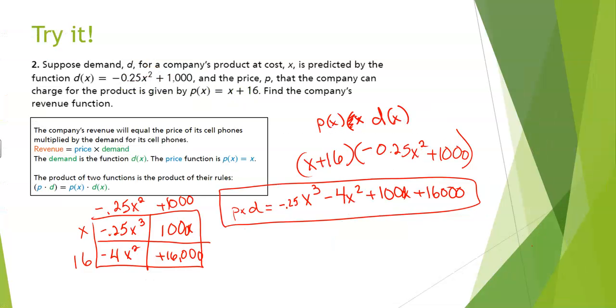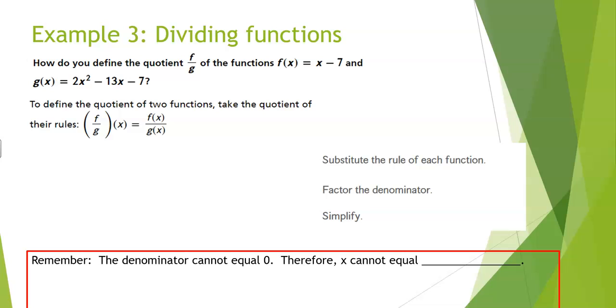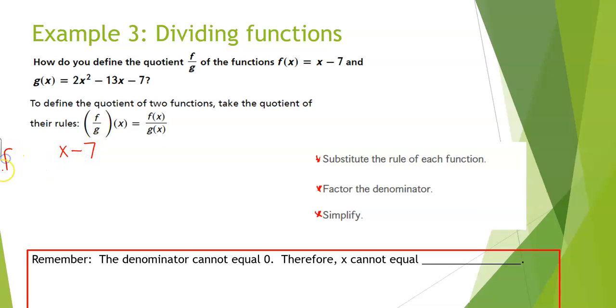We're going to do dividing functions. We've done this a little bit already, so none of this is brand new. But you have to remember that there'll be restrictions on the domain when you divide a function. So f of x divided by g of x, we're just defining them as functions this time. Use a substitution rule for each one. Make sure we factor the denominator and simplify if possible. So f of x is x minus 7, and the function f divided by the function g is this.